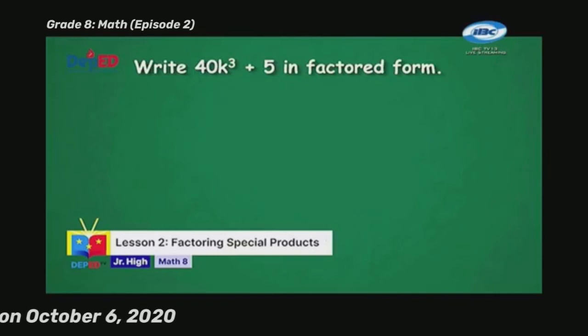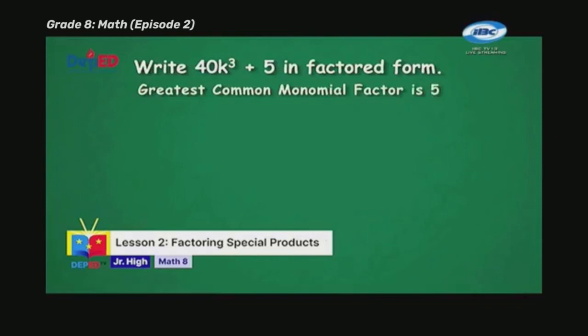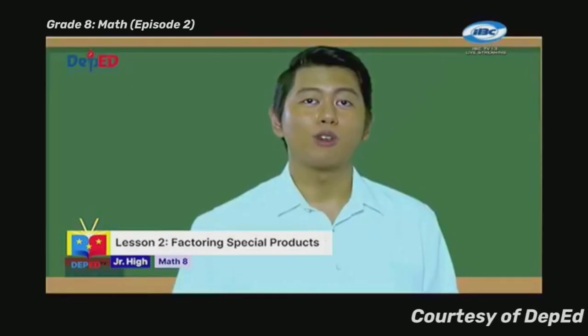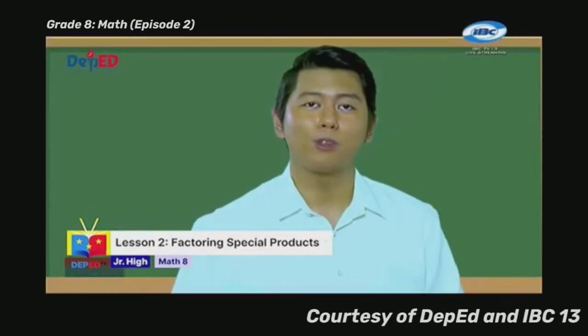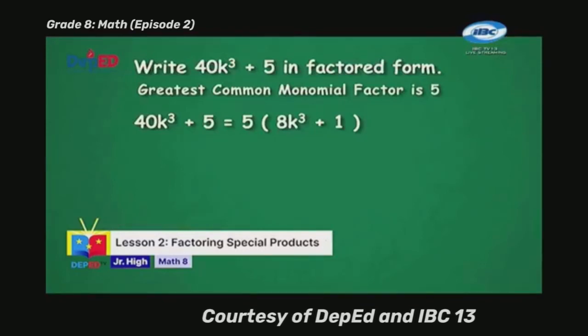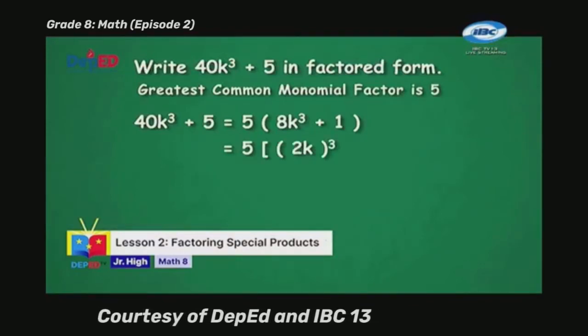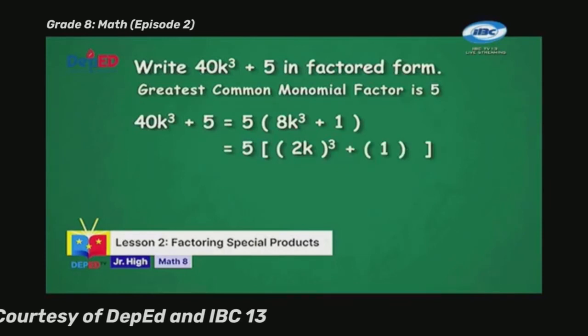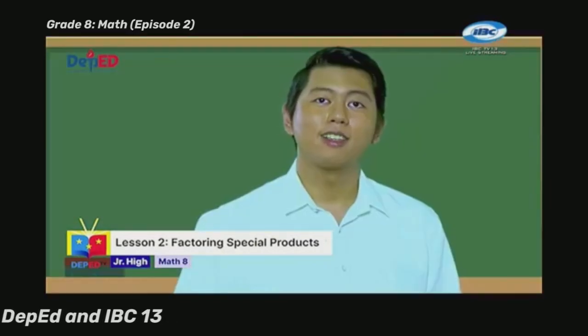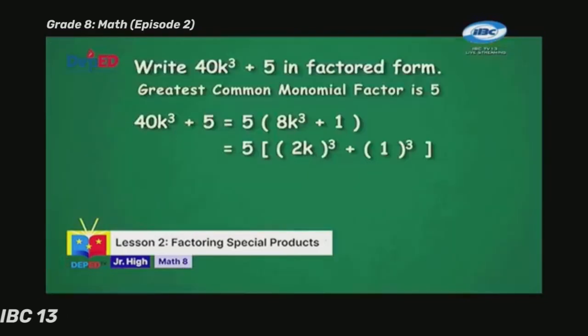Observe that both terms are divisible by 5. Hence, a greatest common monomial factor exists. We can write the polynomial as 5 times the quantity 8k cubed plus 1. Then, we proceed to factoring the sum of two cubes. 8k cubed is the cube of the expression 2k, while 1 is equal to the cube of 1. Next, what is the binomial factor? It is 2k plus 1, since this is a sum of two cubes.